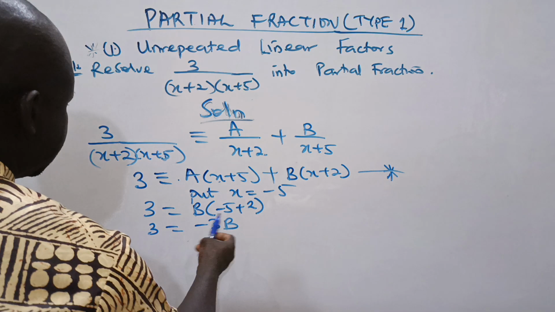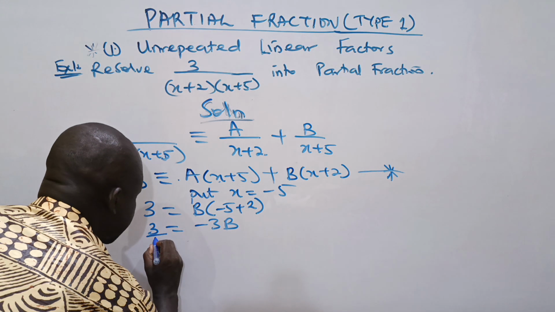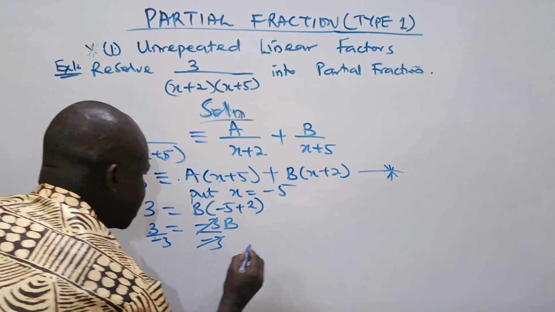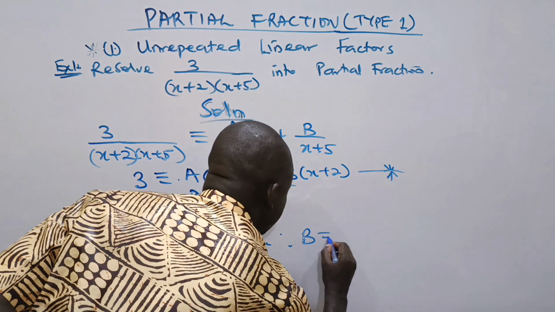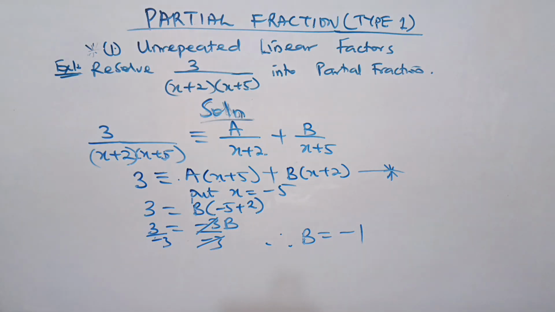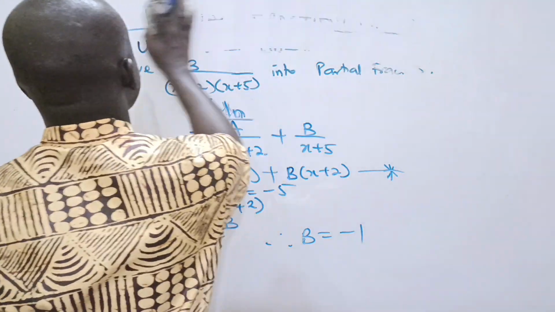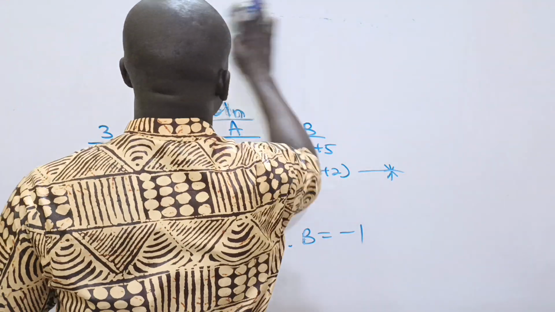At the end of the day, if I divide both sides by minus 3, minus 3 will cancel minus 3. Therefore, B will be equal to minus 1. So we are going to get the value of B to be equal to minus 1. Since we have gotten the value of B, we can go ahead and substitute.